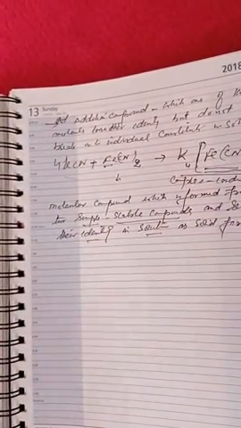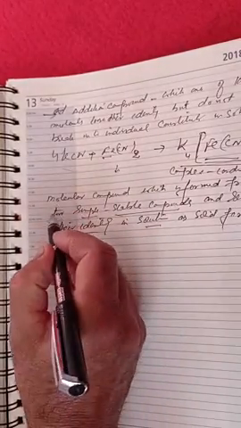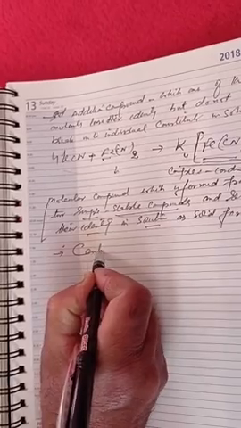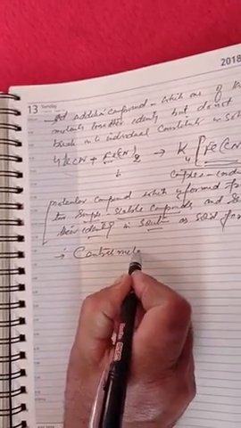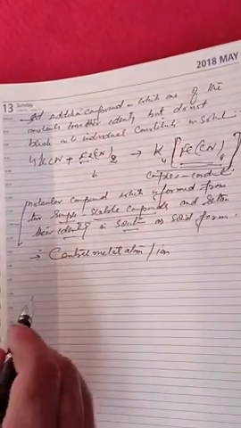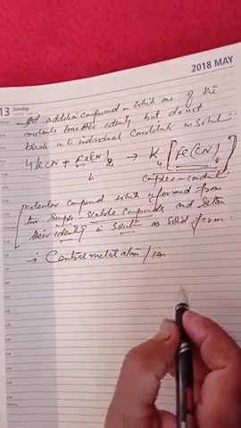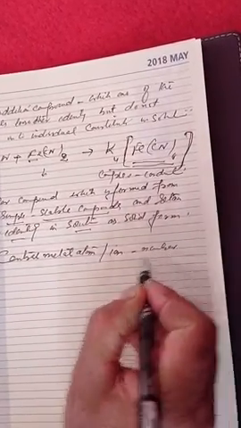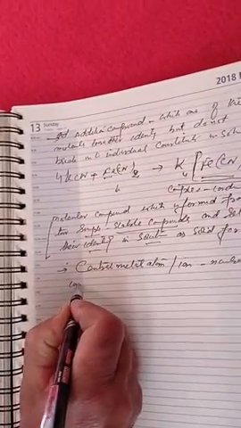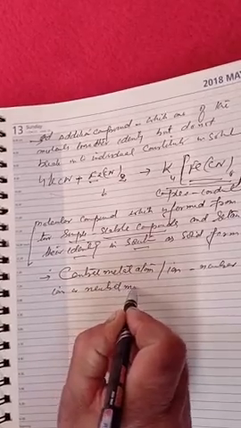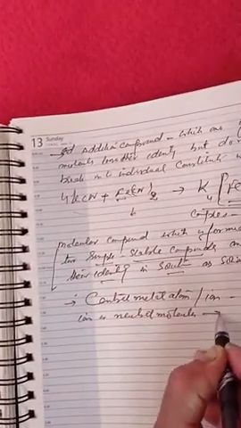For example, these addition compounds contain a central metal atom or ion, and a number of ions or neutral molecules which are bonded to it.